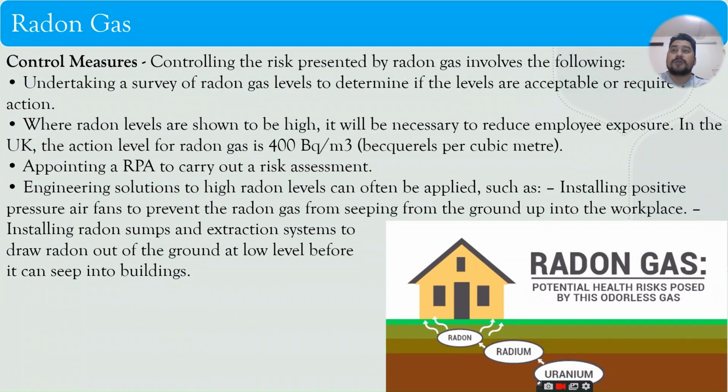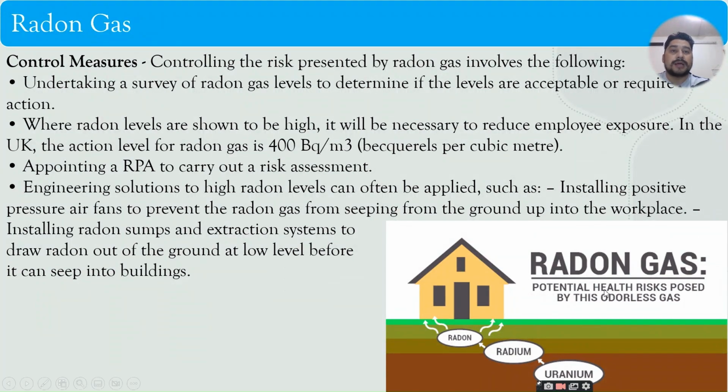Control measures. What are the control measures for radon gas? Controlling the risk presented by radon gas involves the following. First of all, undertaking a survey of radon gas levels to determine if the levels are acceptable or require action. First of all, you need to check whether the radon gas is available there or not. If it is available, at what level. If it is at a safe level, you can start the work, or if it is not at a safe level, you need to take some further action.